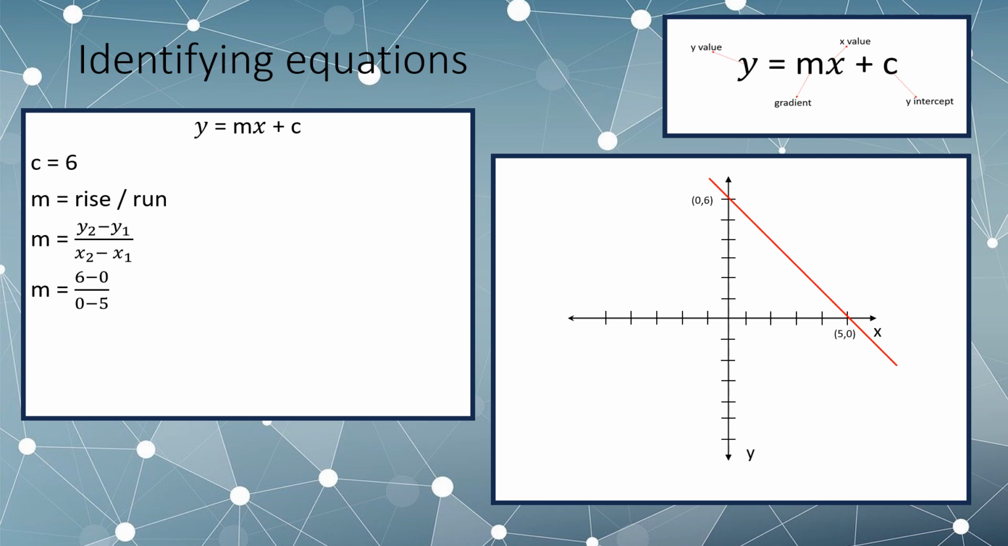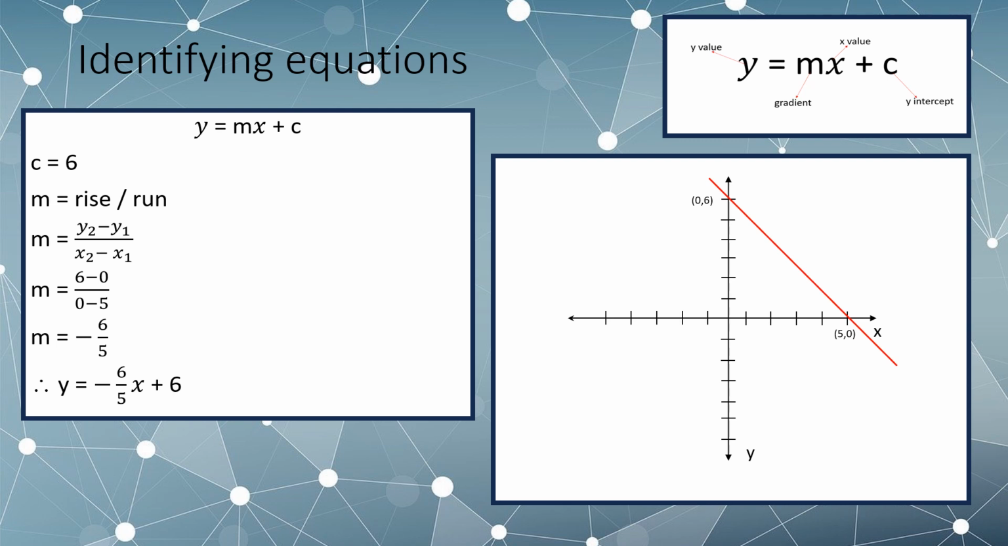Now, you'll see straight away that gives us negative 6 on 5, which is good because our line is sloped to the left. So we should know that we need to have a negative gradient. Writing that out as our full equation, we have y is equal to negative 6 on 5 x plus 6.